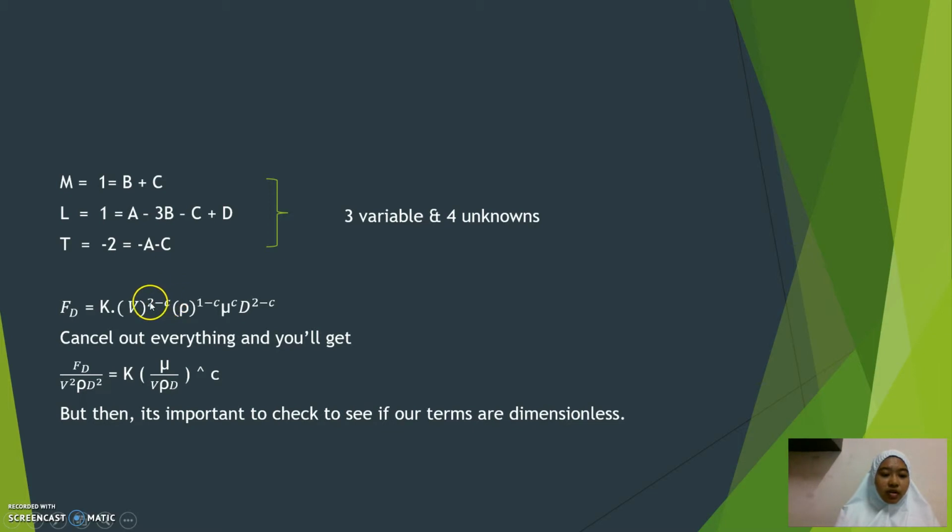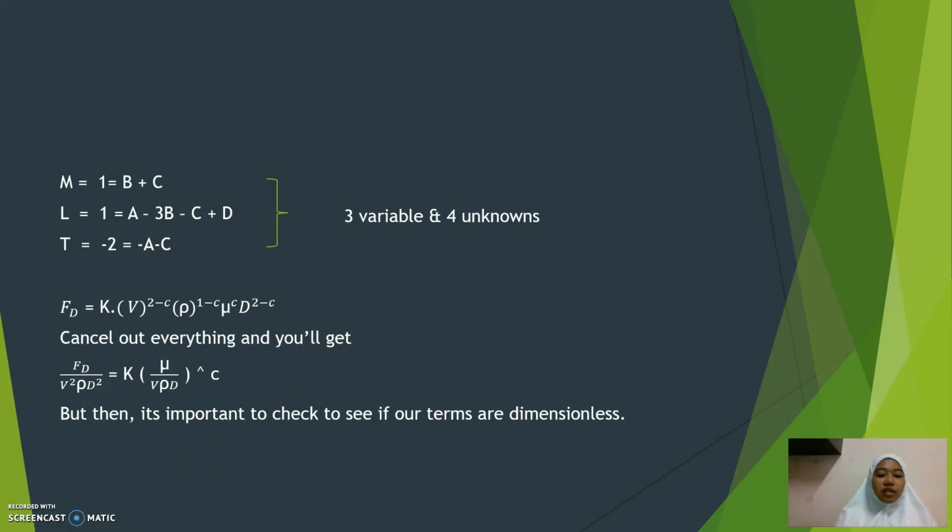So we will insert. F_D equals k v to the power of a, which is 2 minus c, rho to the power of b, which is 1 minus c, mu to the power of c, which is c, and d to the power of d, which is 2 minus c. So you cancel out everything and you'll get something like this. So this is to the power of c. Okay, this is the answer.